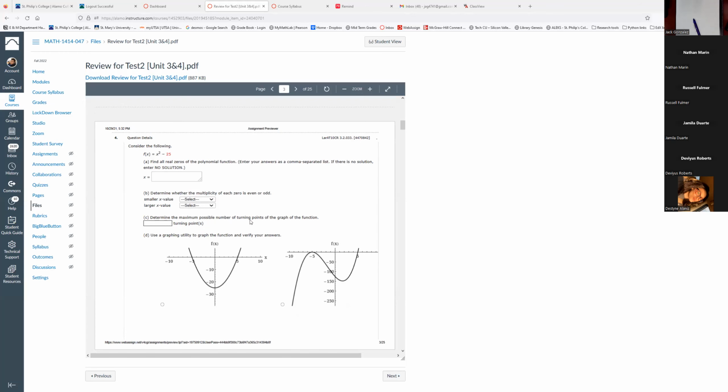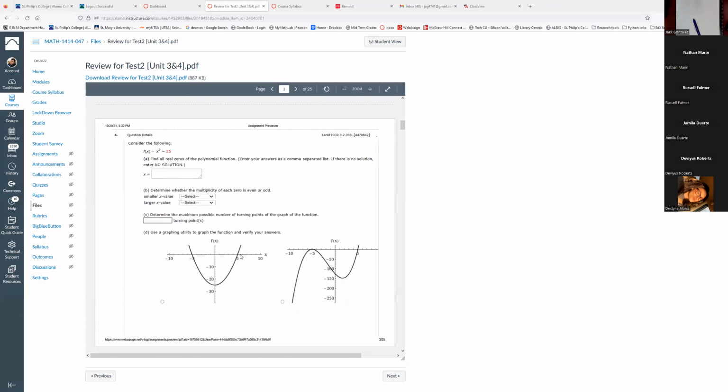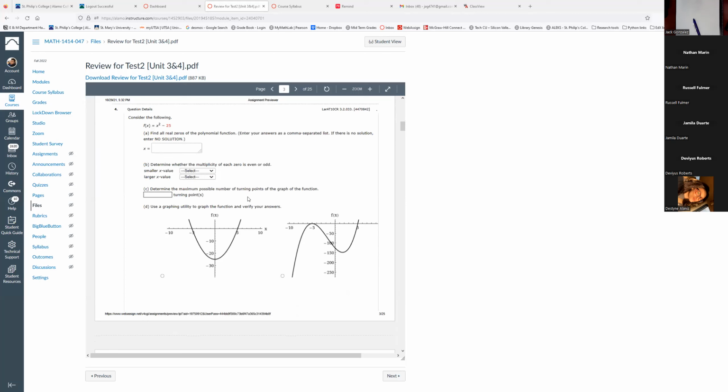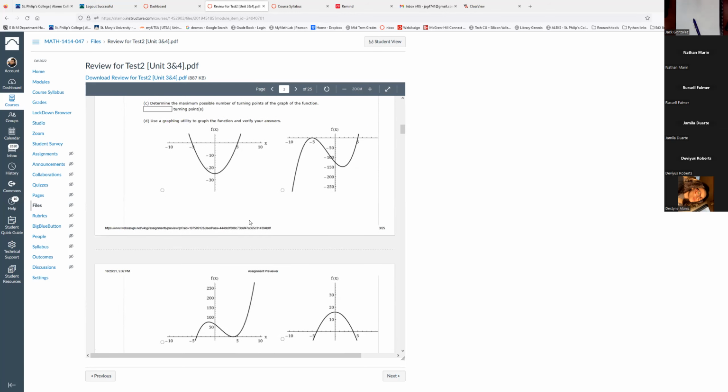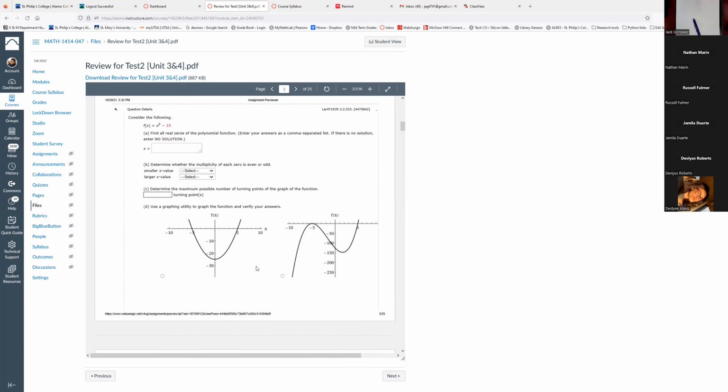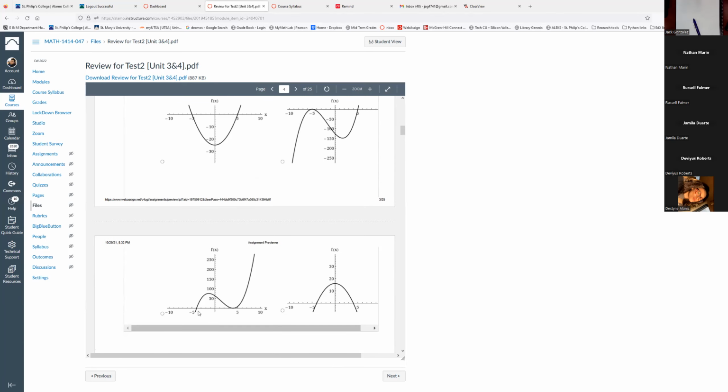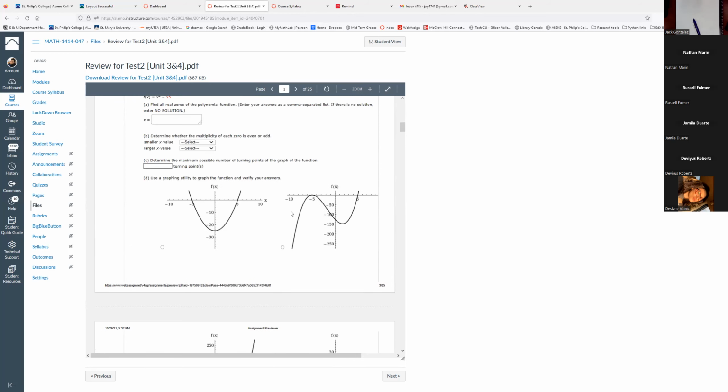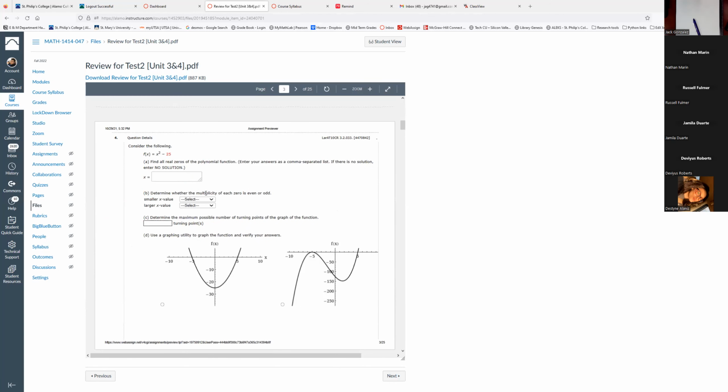Determine the maximum possible number of turning points. And here there is a formula. Basically you look at the degree, and the degree minus 1 is the total number of turning points. So if the degree is 2, we should only have 1 turning point, so it turned once. So it has to be either A or D, because this one has 2 turning points. This is a cubic function. This is cubic. All those notes will be necessary.